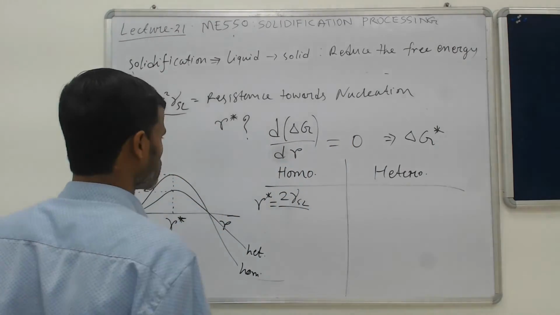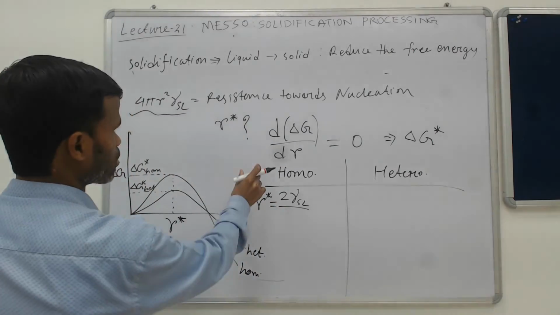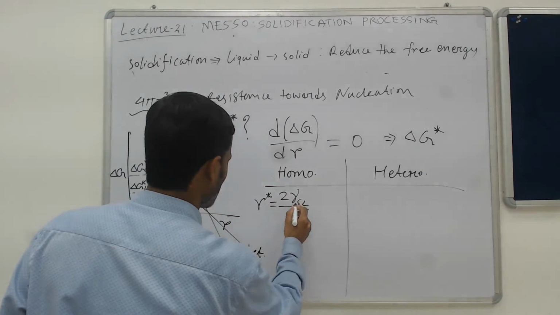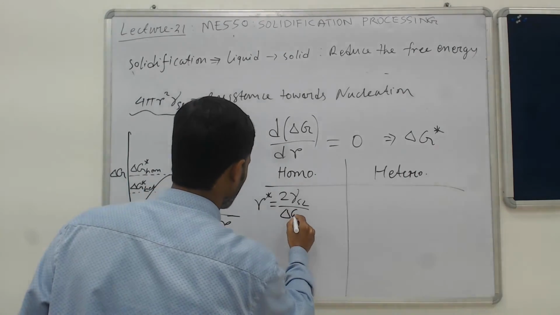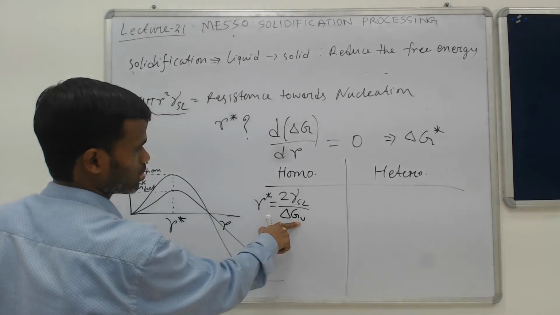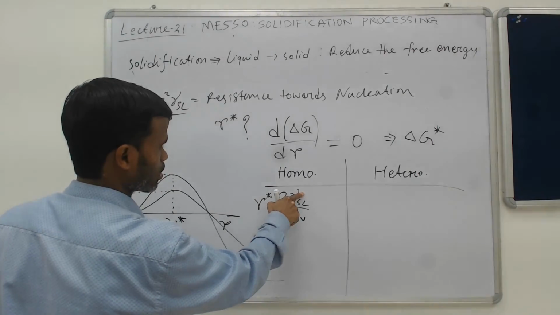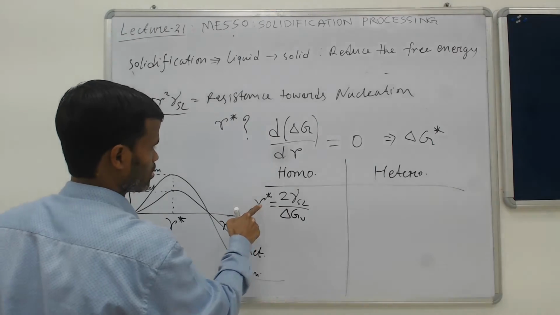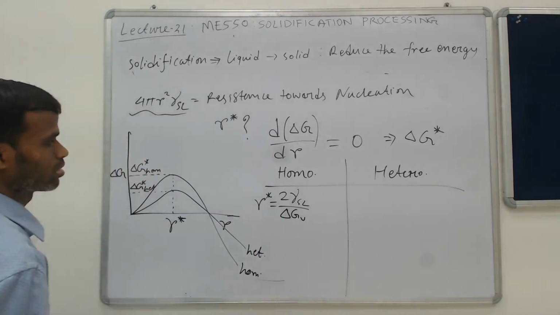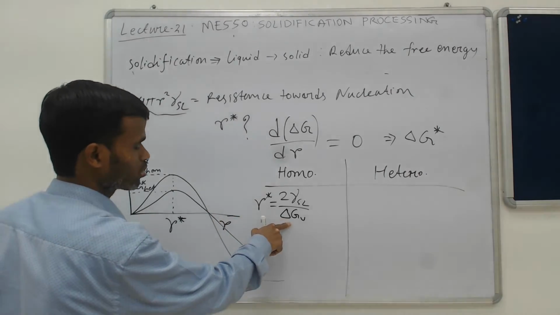Doing all this derivation, but very briefly. So R star, what we get for homogeneous nucleation, is 2 gamma SL by delta G V. This is the driving force, the molar driving force, and this is the resistance. So the critical size: if your molar driving force is high, the critical size is smaller. And how will the molar driving force be high?